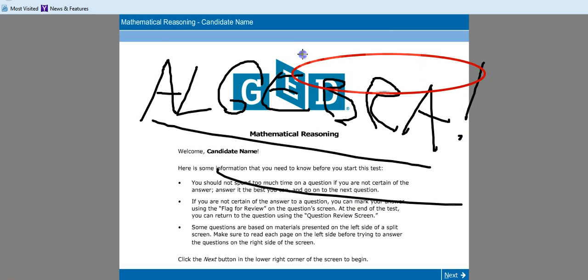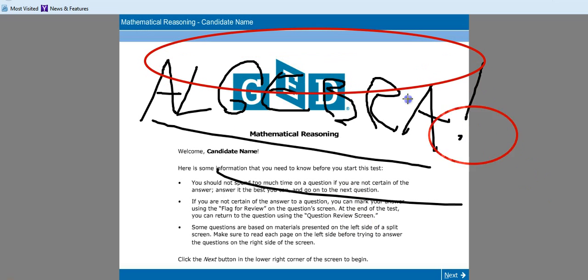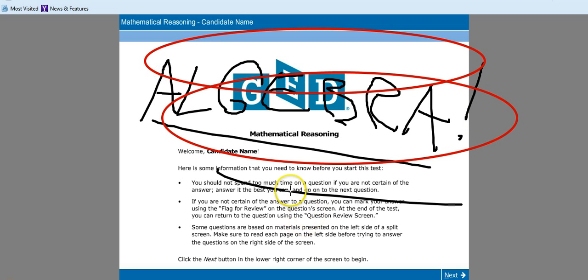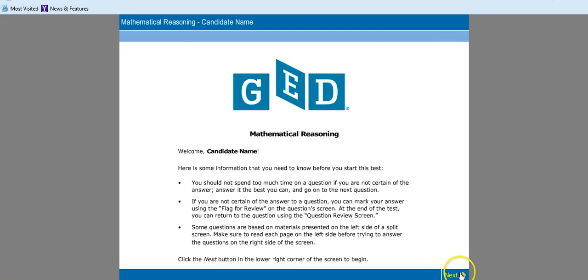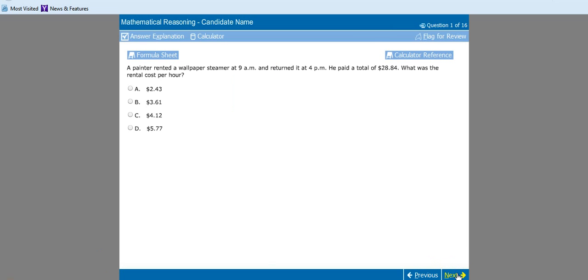And I am here to tell you that, yes, there is algebra on the test. It is all over the test. It is on the test. But it is not the only thing that is on the test. So I'm sorry, I'm just being a little bit dramatic here just to get your attention. But there are other types of questions on the test.